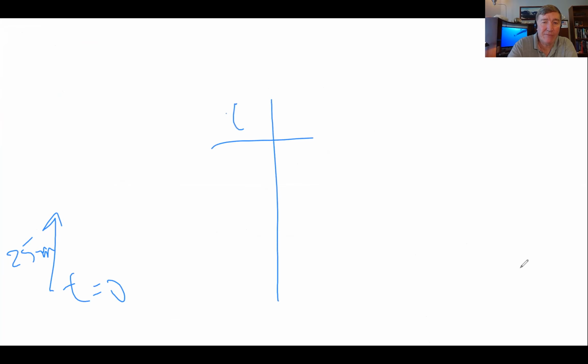All right, so at time t equals 0, we threw the ball upward and it had a velocity of 25 meters per second. So let's make a graph of time versus velocity. When time was 0, the velocity was 25 meters per second upward. And the acceleration due to gravity is 9.8 meters per second downward.